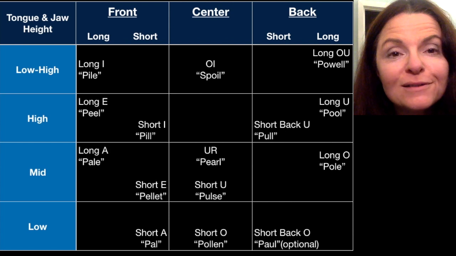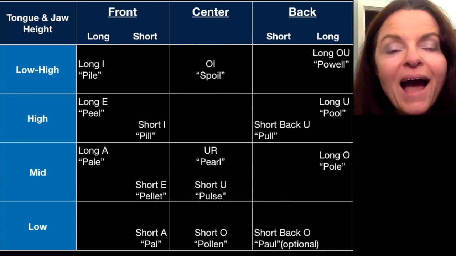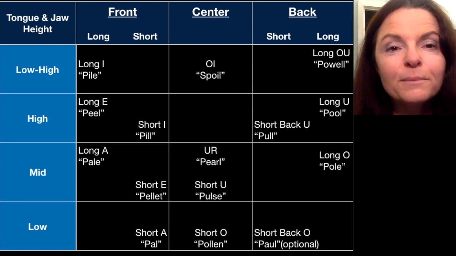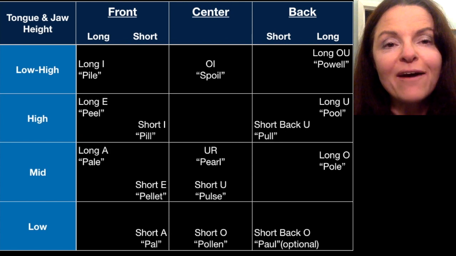Let's practice all the vowels while you look at the vowel chart. I have chosen a word that always begins with P and always ends with L, but the vowel in the middle is always different, and we use all of the vowels on the chart. So let's say them together. Repeat after me. Let's start with the front vowels from high to low. Peel, that's the long E. Peel. Pill. Pale. Pellet. Pal.